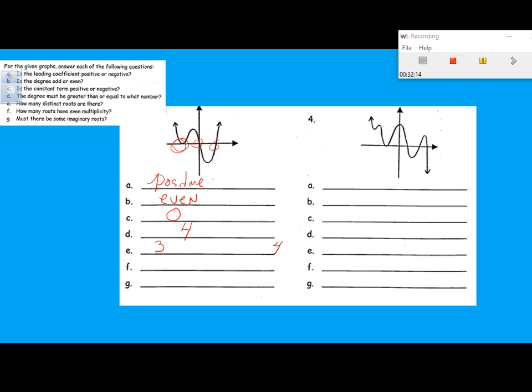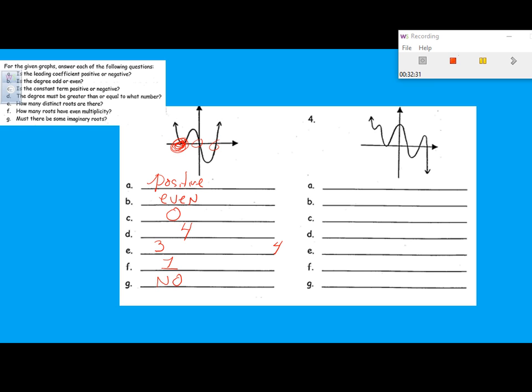How many roots have even multiplicity? 1. That's that place right there. Must there be an imaginary? Well, I need 4 answers. I've got 4 answers, so nope. There must not be any imaginary in this case.